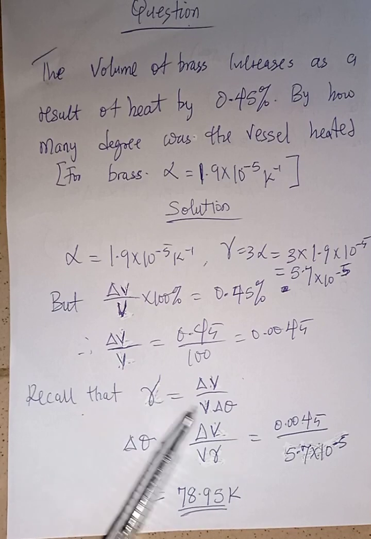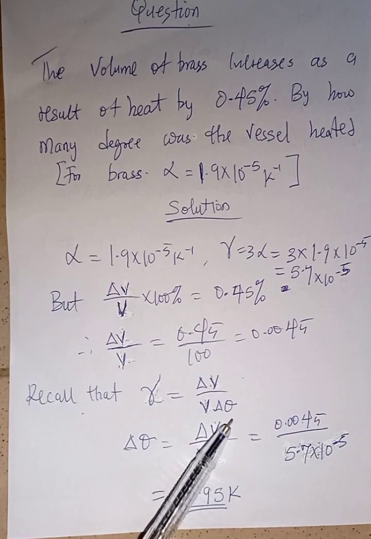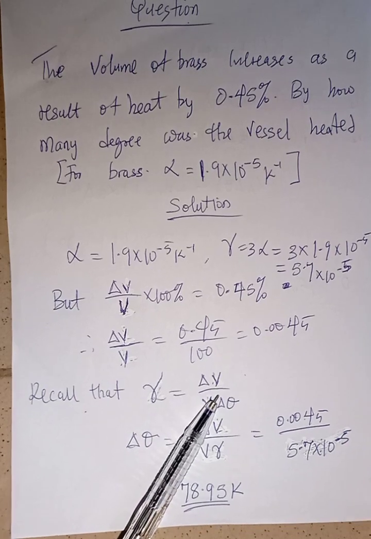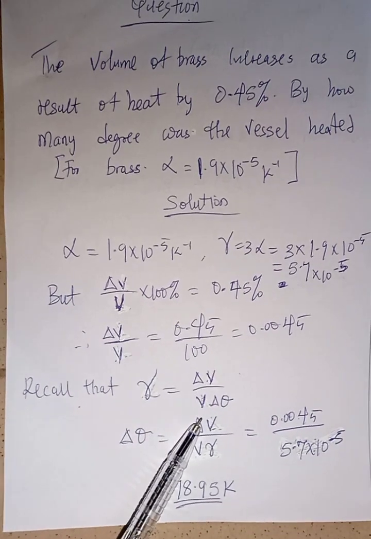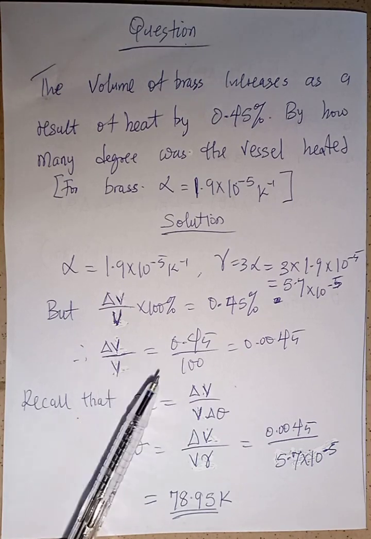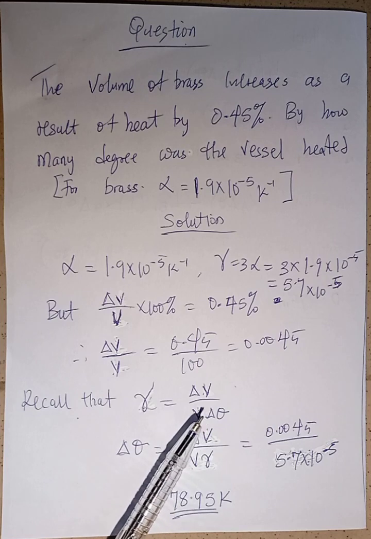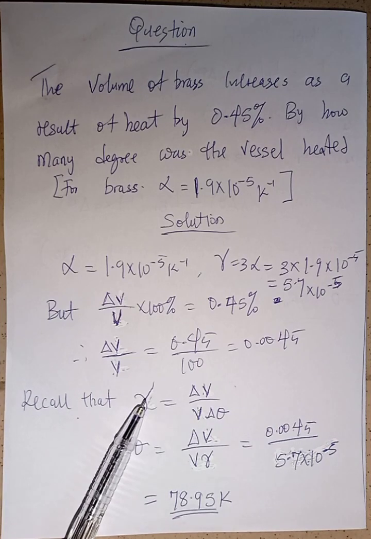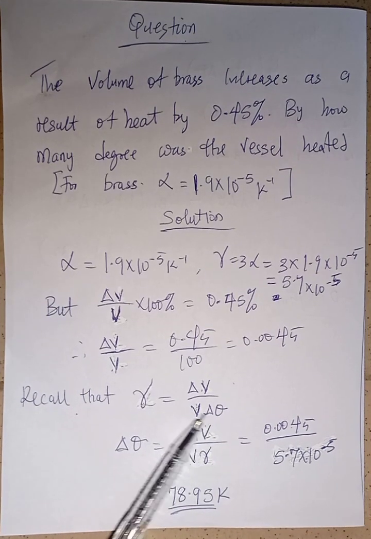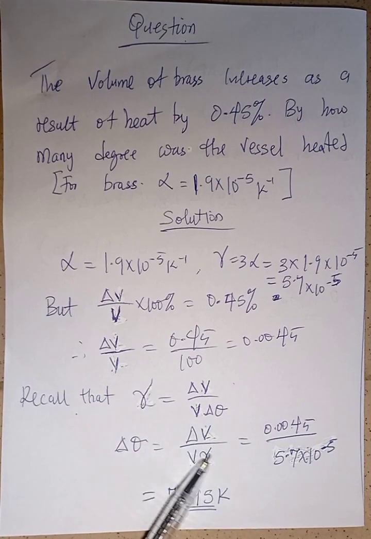So volume expansion is equal to change in volume, or fractional increase in volume, per degree rise in temperature. You can also just see it like that. So this is the fractional increase that we had before, which is 0.0045. Now to make change in temperature the subject of the formula, we're going to do cross multiplication. Just multiply this to this place, then move this back to the other side. Move gamma, not alpha, back to this place, and you're going to have this.